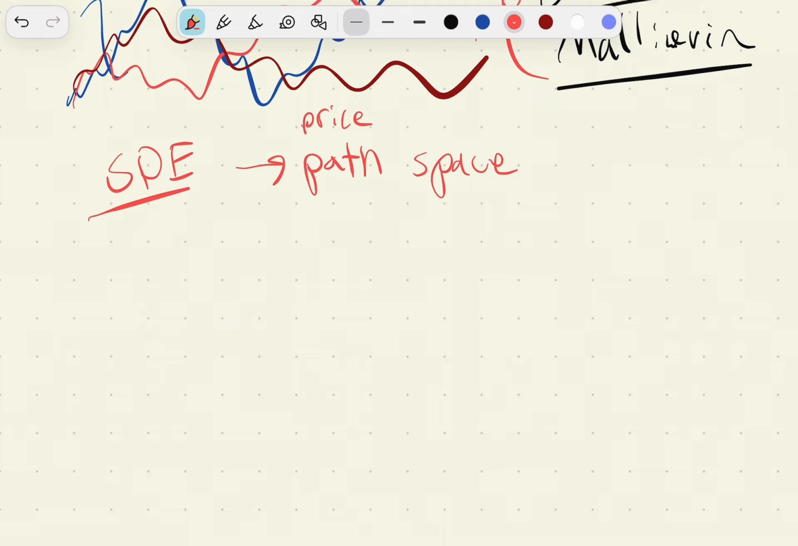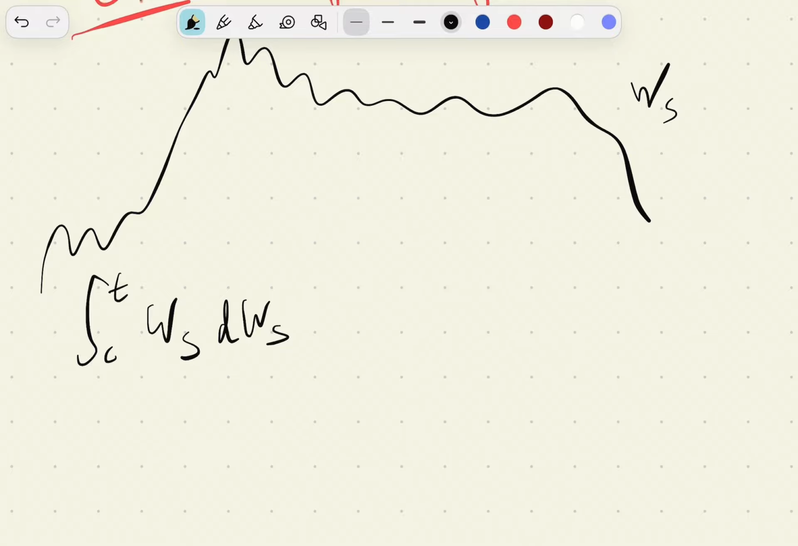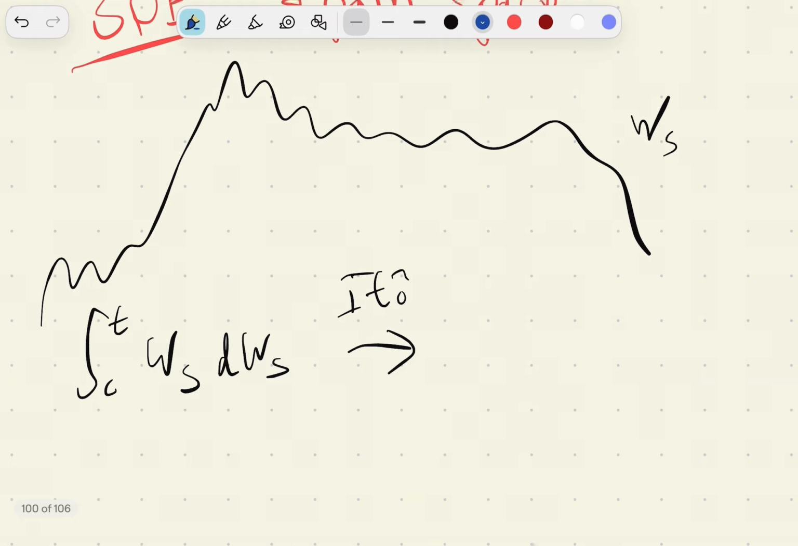So let's play around with this first. Let's say we have a price process that looks like this, and let's just say it's W sub s, and we want to integrate W sub s with respect to W sub s, and how we're measuring W sub s, in the Ito sense. Okay, so let's say we have Ito's calculus. They invented this idea of integrating random processes from a left point evaluation. All right, so we're taking Riemann sums over the left point.